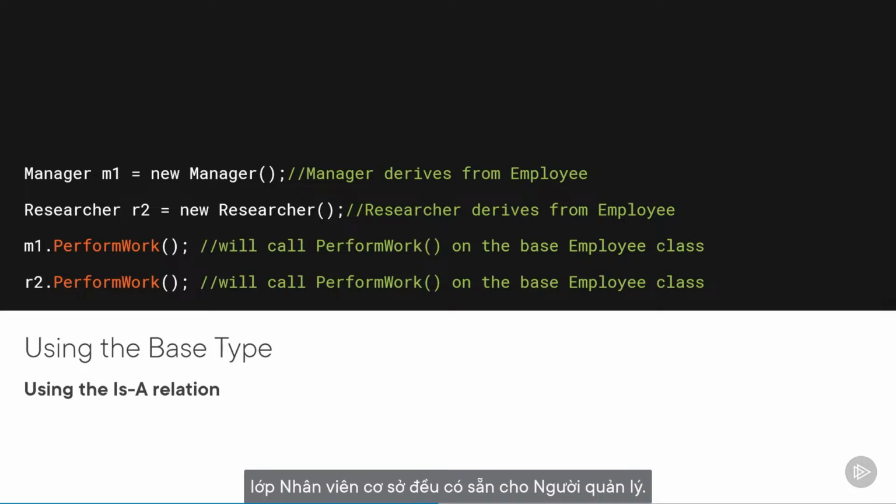If perform work is a public or protected method on the employee class, because manager is an employee, it becomes available for the manager. The manager class can, like we have seen in the demo, of course add new functionality, which is then only available for manager instances, not for employee instances. And of course, multiple types can inherit from the base employee class. If researcher inherits from the base employee class, every researcher is an employee, and therefore researcher instances will get access to perform work as well.